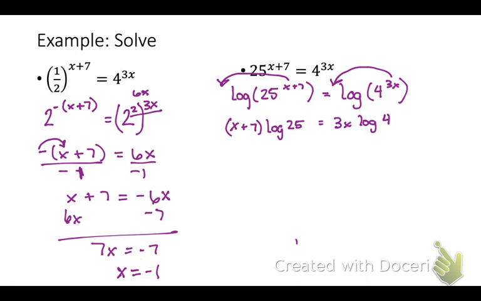What do parentheses mean, guys, with something next to it? Multiply. So do I have to multiply before I can get to that x? Yeah, so I have to distribute this. Now you want to see why I said maybe we wanted to do natural log. So I have x log of 25 plus 7 log of 25 equals 3x log of 4.